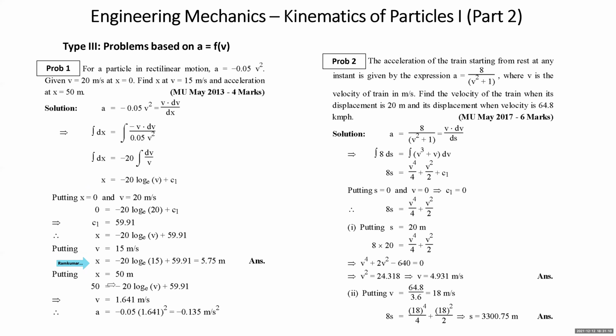In the second part, put x equal to 50, and you have to get v. Here, students, when you put x equal to 50, you'll get the value of v. You have to simplify it, and you have to take the anti-log also. In your calculators, shift of log natural is the anti-log function. You get the value of v, and this value of v is substituted in the acceleration expression here. You get the value of a like this.